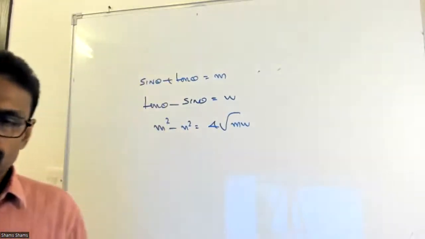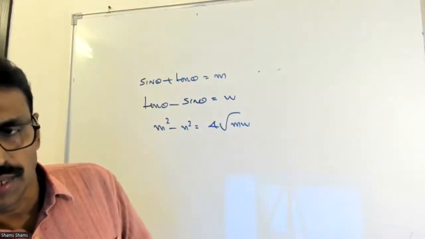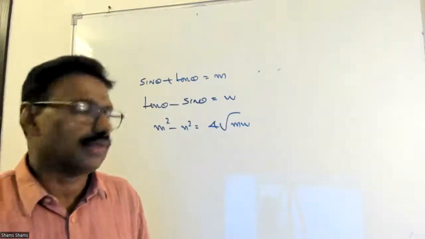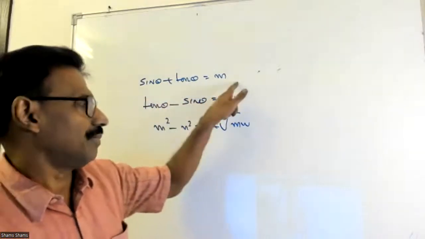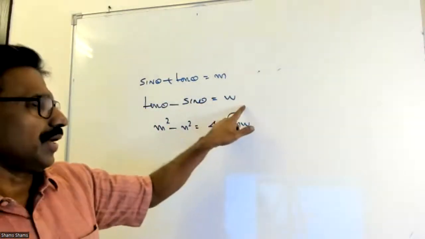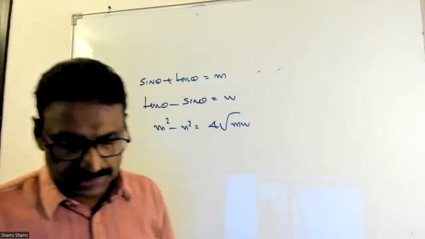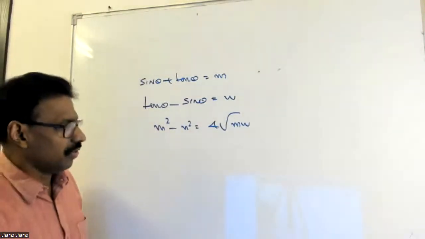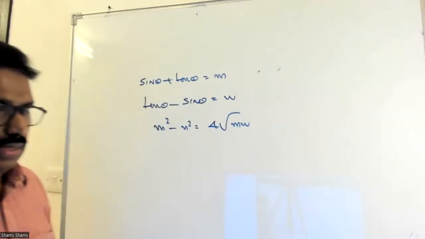Okay, listen here. This is type 2 questions, not like the questions we did so far. Look here, sine theta plus tan theta equal to m, and tan theta minus sine theta equal to n. Show that m square minus n square equal to 4 root of mn.